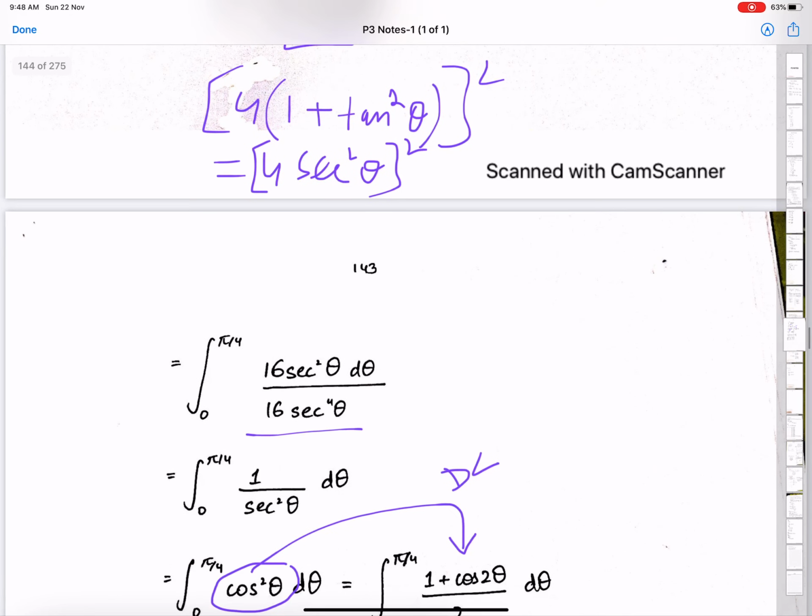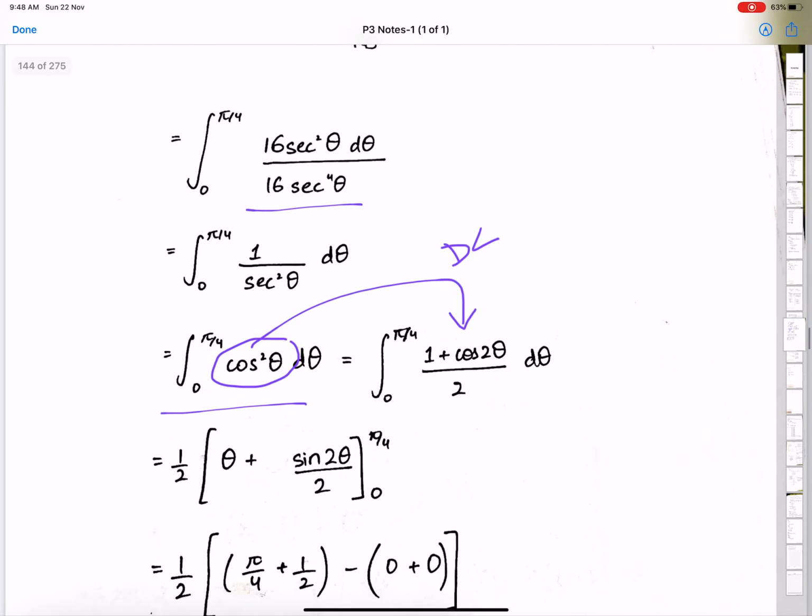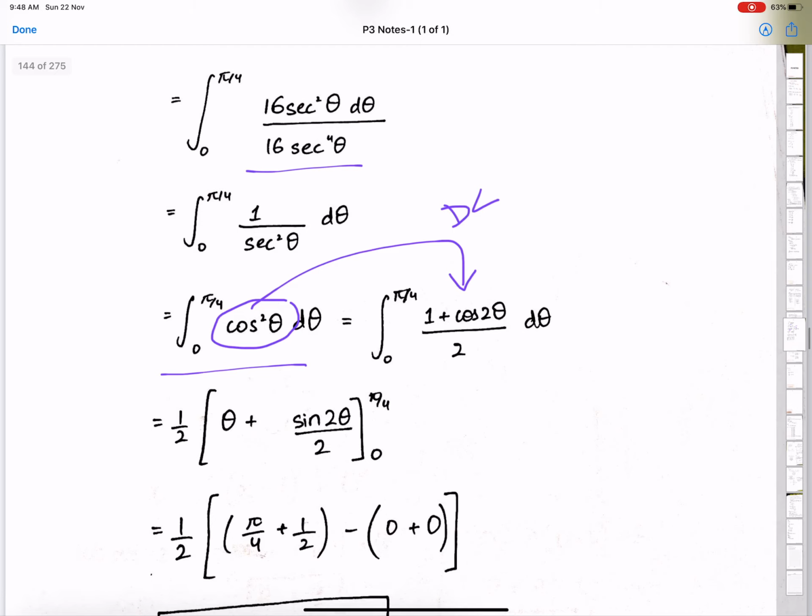See, 16 sec power 4 theta. After the simplification and cancellation, you will get 1 upon sec square theta. That will become cos square theta, as shown. This is what we had to show.